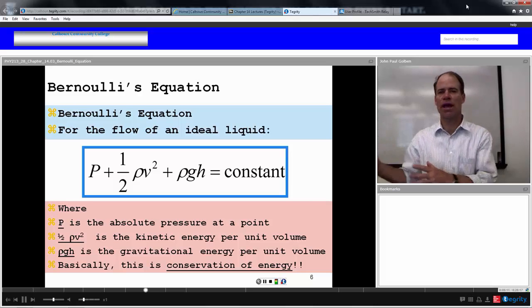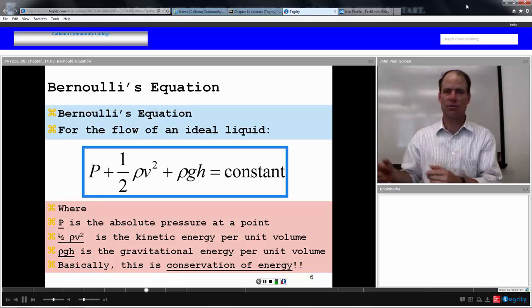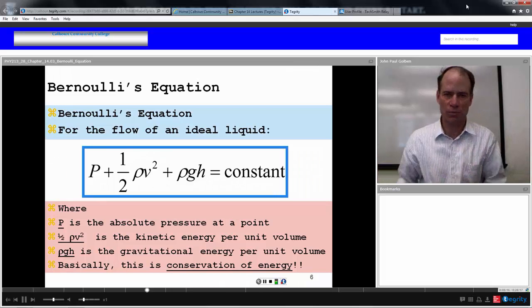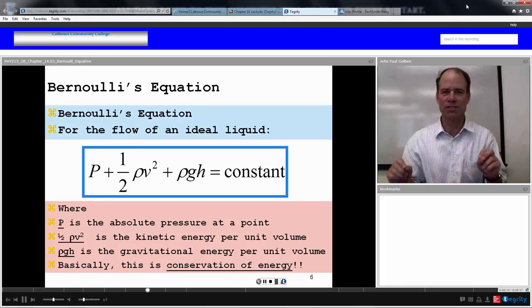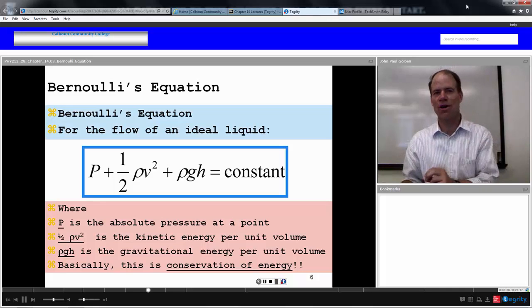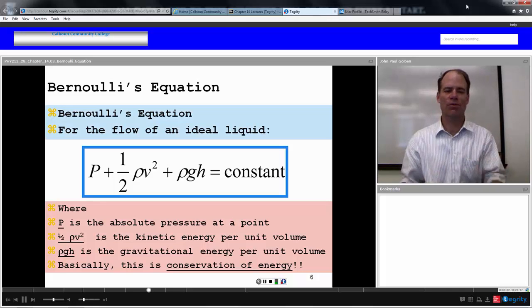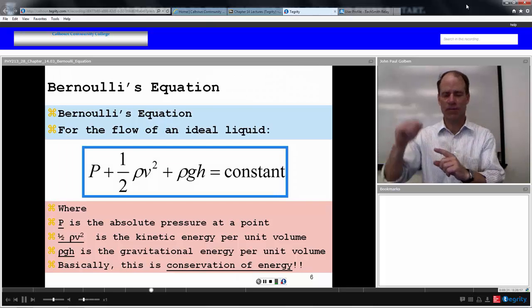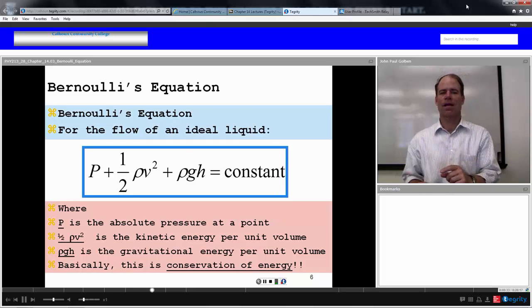So at point A, everything added together would be equal to the same kind of terms at point B. It is the one equation to rule them all per volume. Except what do we say about this P term, the absolute pressure at a point? What is that? Well, we can think of the change in pressure between point A and B as being our force per area on the fluid.